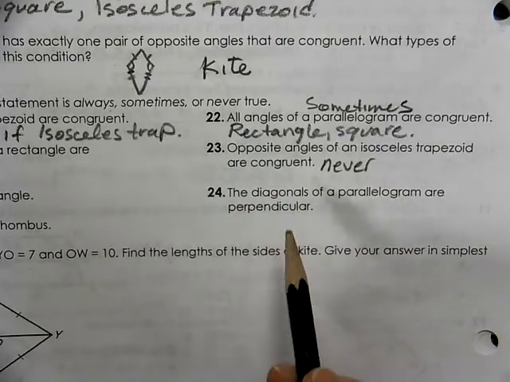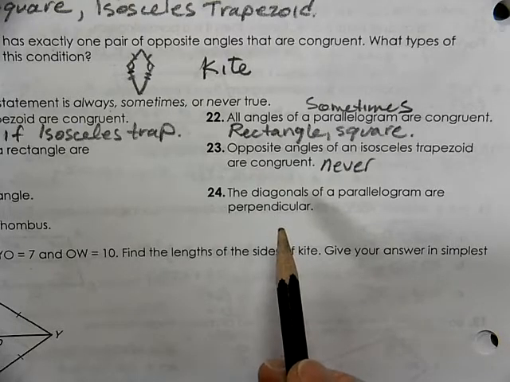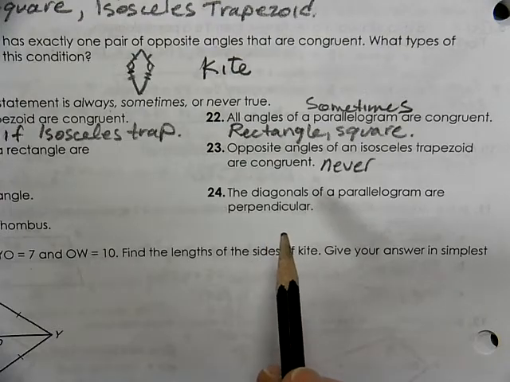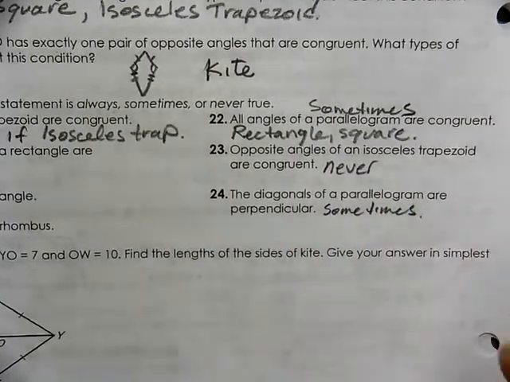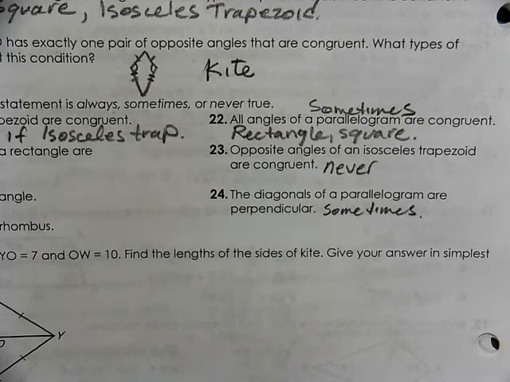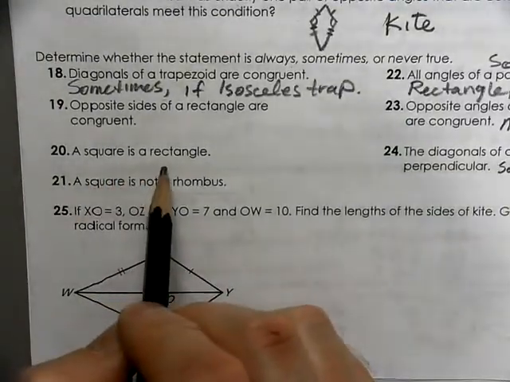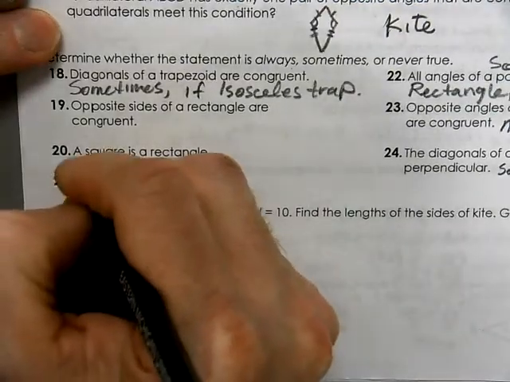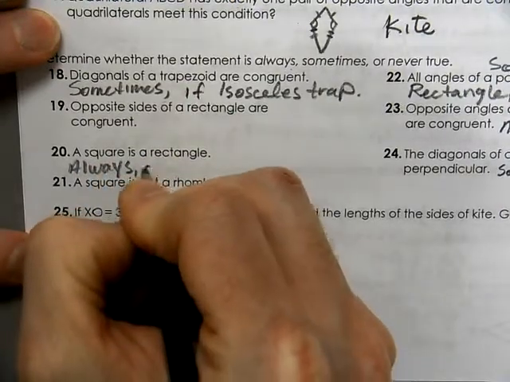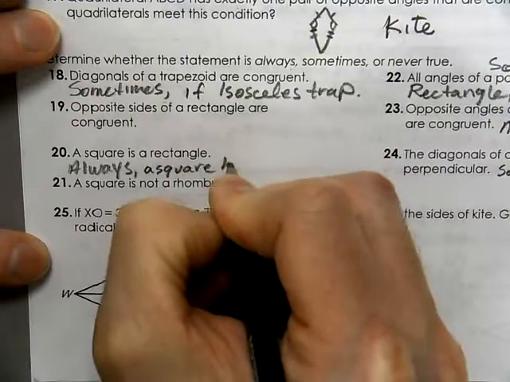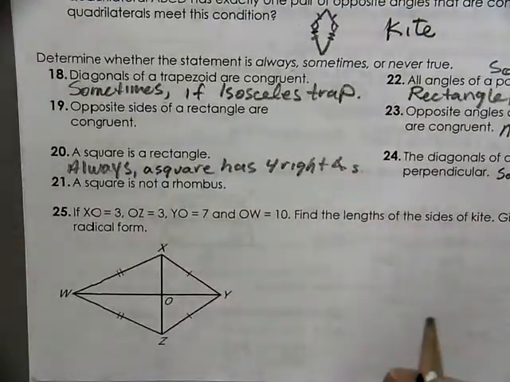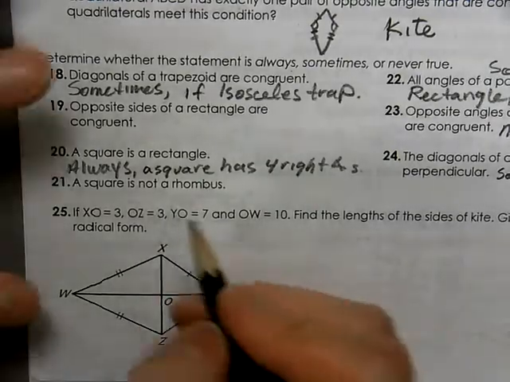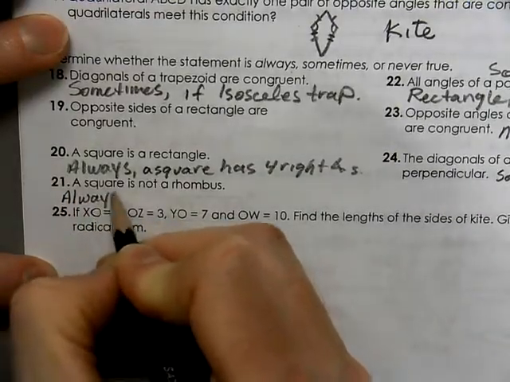Diagonals of a parallelogram are perpendicular. So diagonals being perpendicular sometimes happens. A square is a rectangle. Always. A square has 4 right angles. A square is not a rhombus. Always.